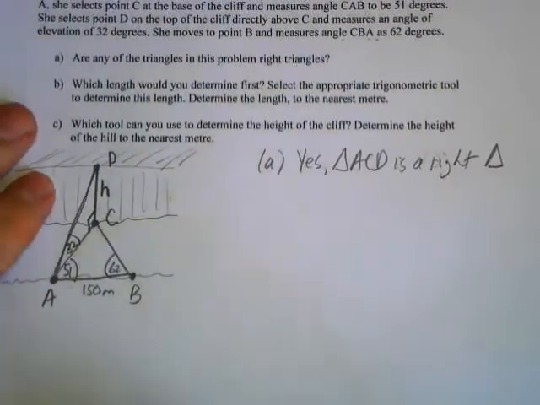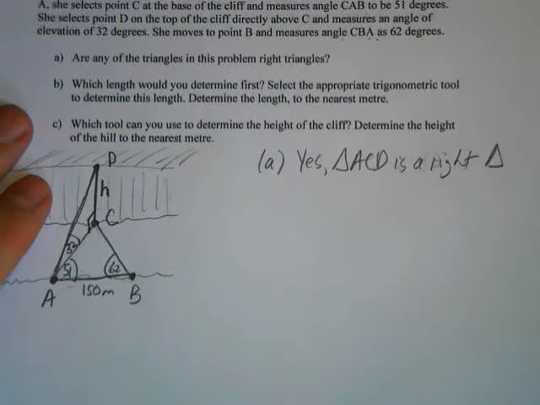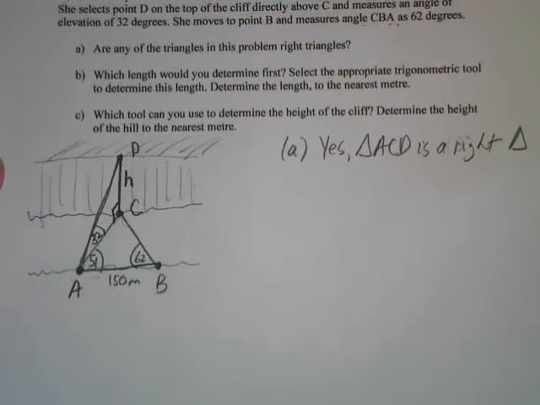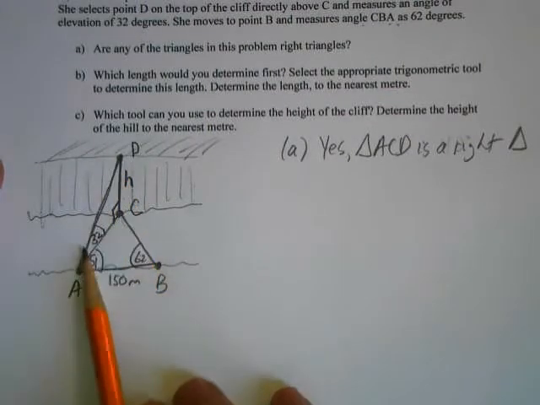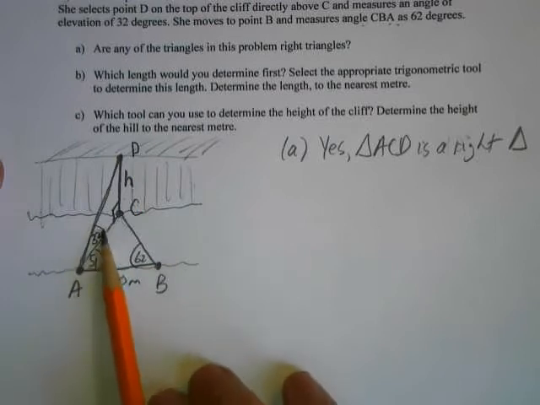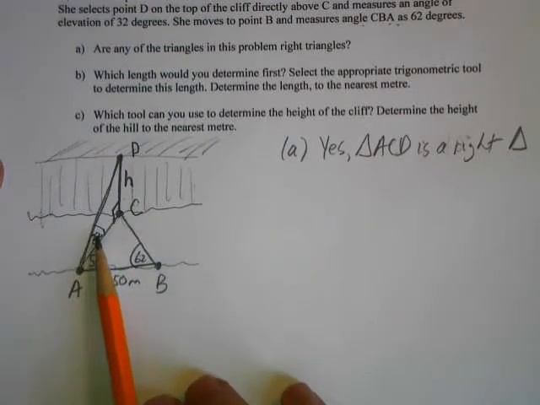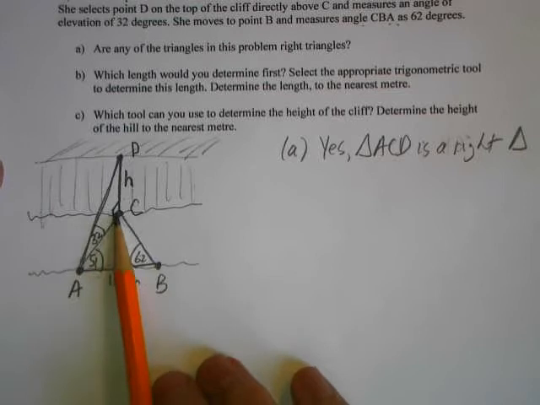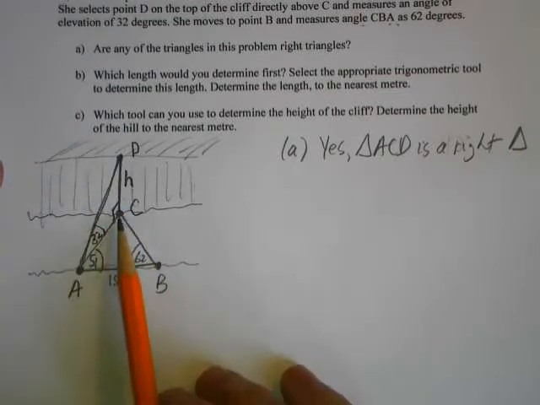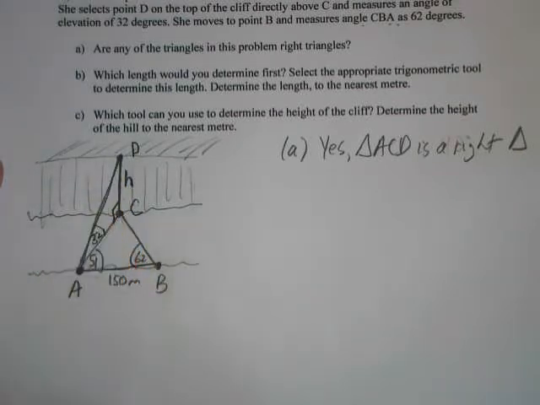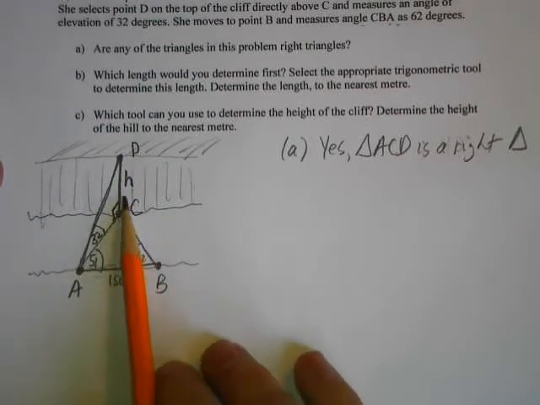Okay, part B, which length would you determine first? Select the appropriate trig tool and determine this length to the nearest meter. So again, we can go through the process we did on the first question. If I'm trying to find h, well, it'd be great if I could just look at that vertical triangle. But unfortunately, just like last time, I know these two angles, 90, 32. I could get the third angle if I wanted to, but there's no side information at all. So we can't work with that.